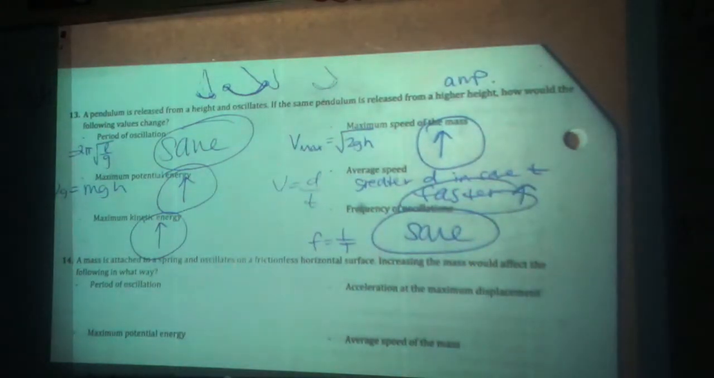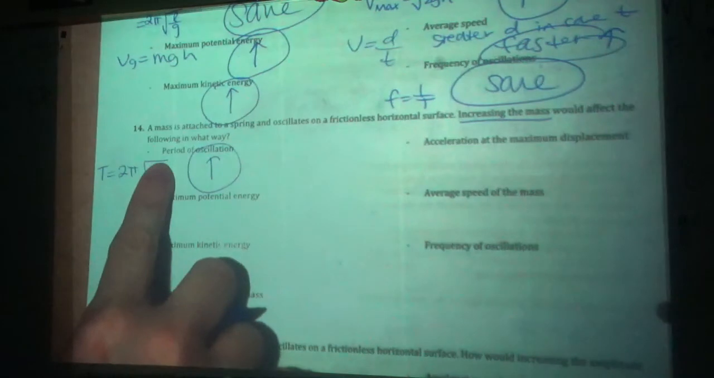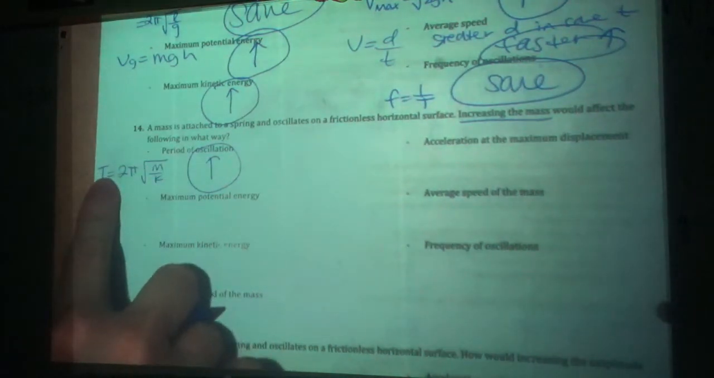14, we've got a mass on a spring and it oscillates on a frictionless horizontal surface. If we increase the mass, what would that do? So now we're talking about mass on a spring, so that's the 2 pi square root of m over k equation. If I increase m, that means I am increasing the period. Because this is directly related to the square root, more mass on top would give me a longer period here.